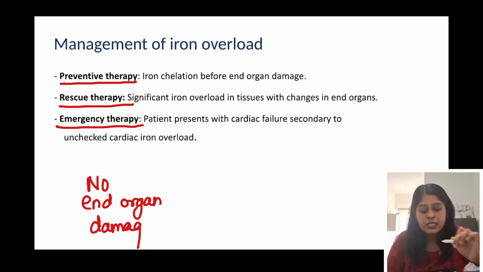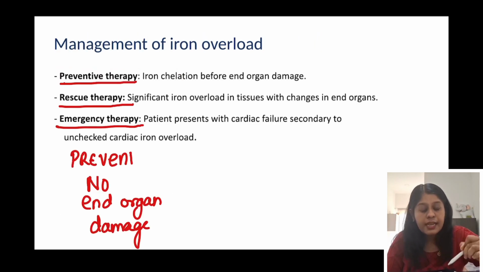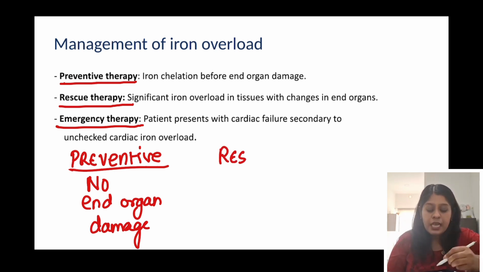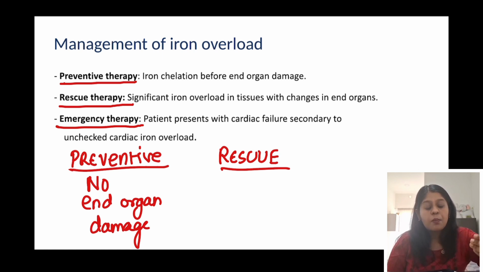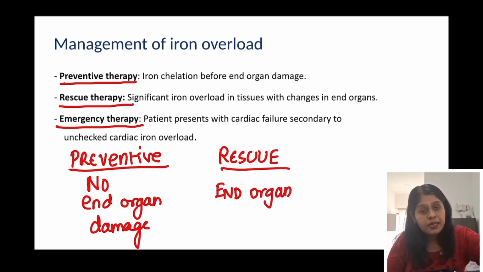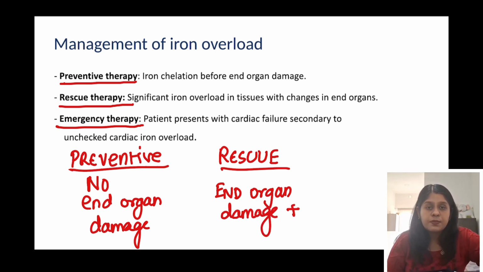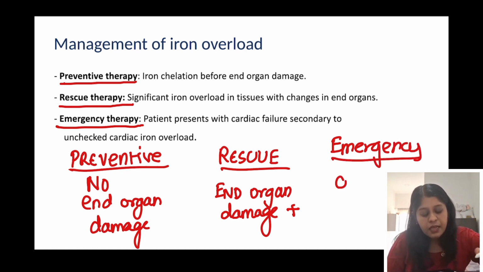This is called prevention. Rescue therapy is for significant iron overload in tissues with changes in the end organ. So once the end organ damage has happened, you are going to prevent the complications because of that. And emergency therapy is when the complications of end organ damage, like CCF, have happened, and you are going to try to rescue the patient. So there are three types of therapy: preventive, rescue, and emergency. The patient will present with cardiac failure secondary to unchecked cardiac iron overload.